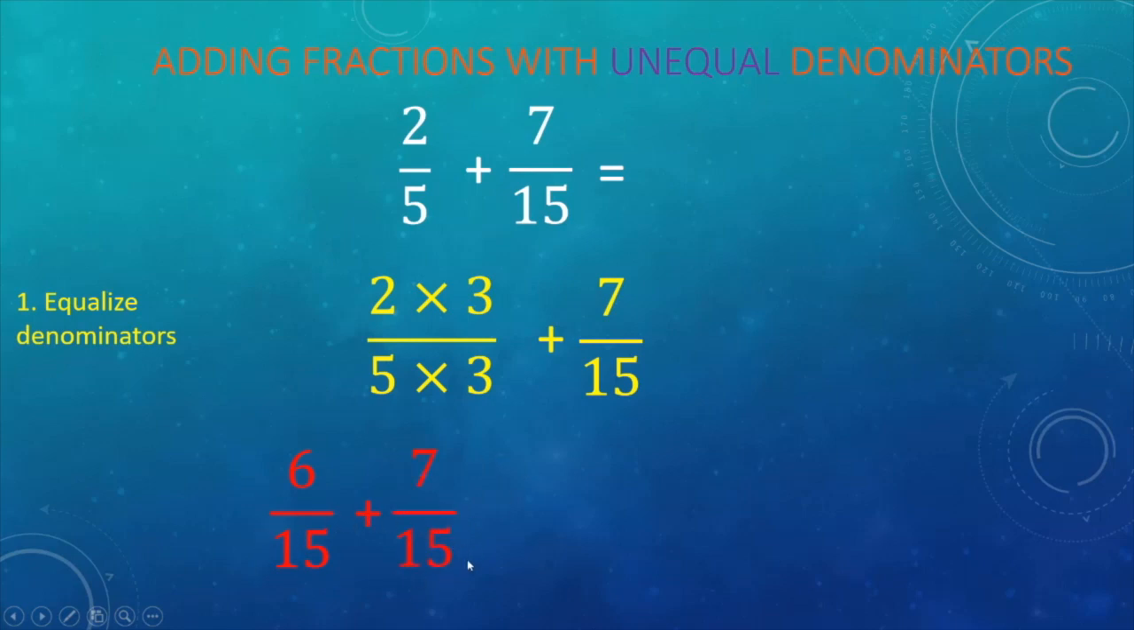Now, when denominators are the same, we need to add numerators. 6 plus 7, and denominators stay the same. 6 plus 7, 13 over 15. And our answer is 13 over 15.